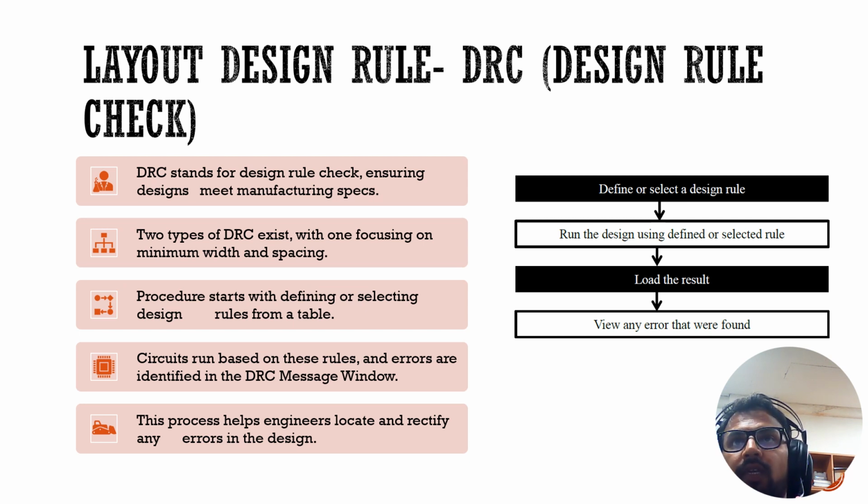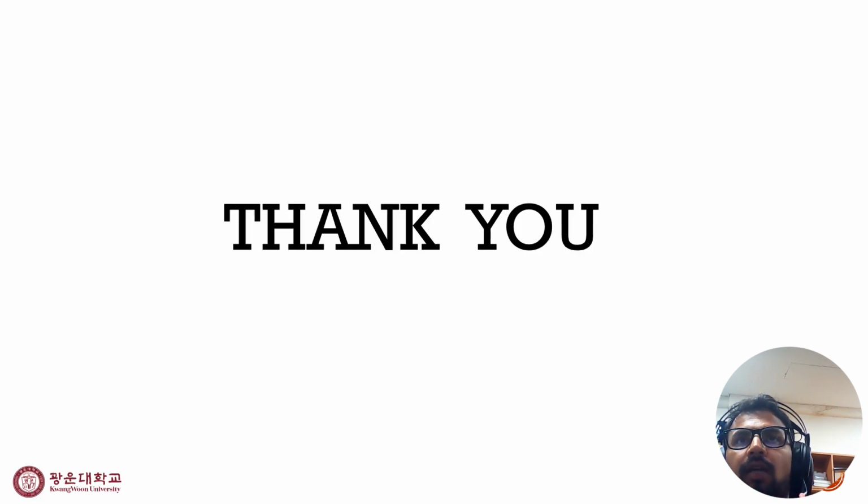Two types of DRC exist, one focusing on minimum width and spacing. The process starts by defining or selecting design rules from a table, the circuit is run based on these rules, and errors are identified in the DRC message window. This process helps engineers to locate and rectify any errors in the design.